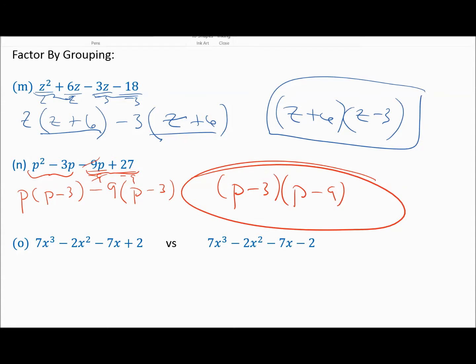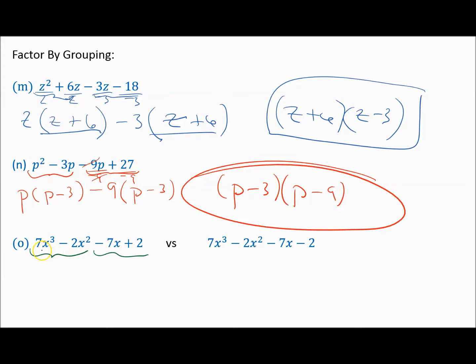And I've got one more problem down here before we wrap up the video that I want you to take a look at. And I want you to compare these 2 problems together. Right here, I don't see anything common to all of these. I see lots of 7s and 2s and x's in the first 3, but the last one doesn't have an x, so let's group the first 2 together and the last 2.